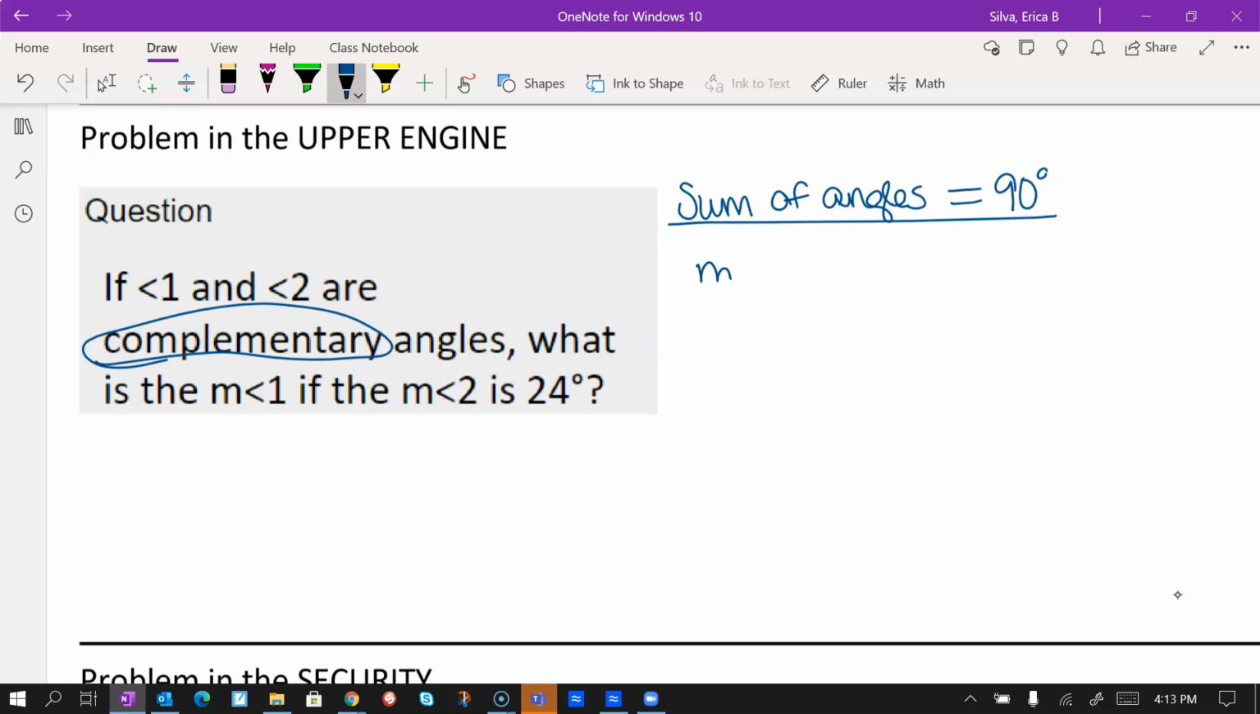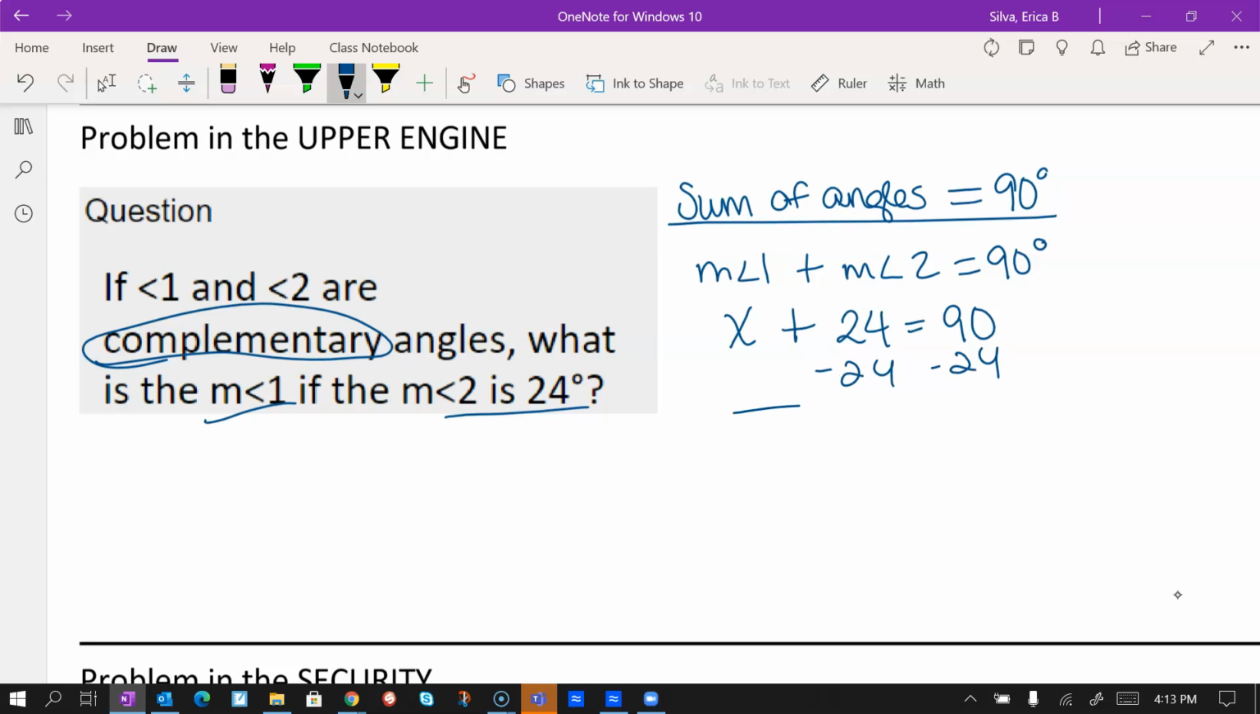So we've got the measure of angle 1 plus the measure of angle 2 is going to be equal to 90 degrees. We need to find the measure of angle 1, so I'm going to use x. Measure of angle 2 is 24. We're going to subtract 24, and x is equal to 66, which means that the measure of angle 1 is 66 degrees.